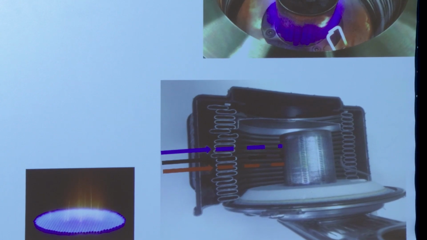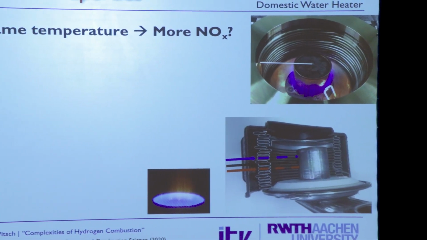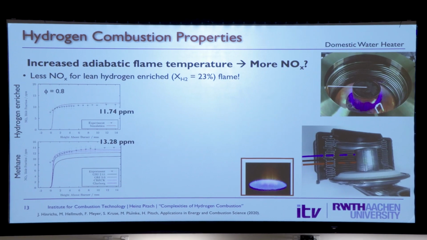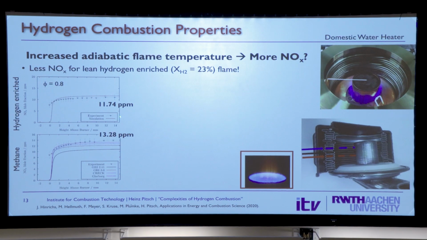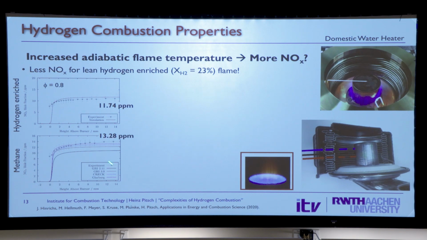So here's another one that we did in the same burner. We actually measured NOx in this burner for different compositions where hydrogen has also been added. And what we found was that if we add hydrogen, we thought we should get more NOx, but it turns out we get less NOx. Here's methane, 13 ppm, and hydrogen is not much less, but it's a little less.